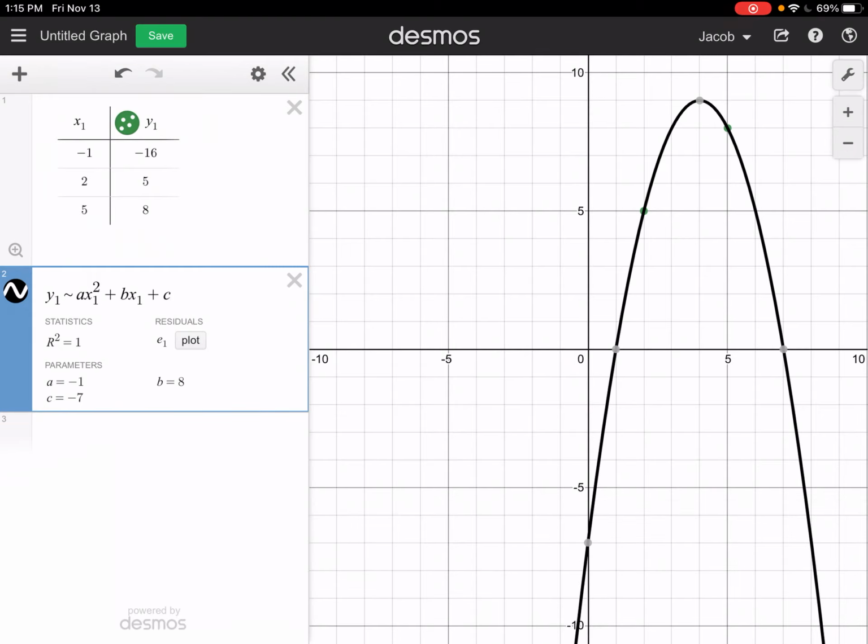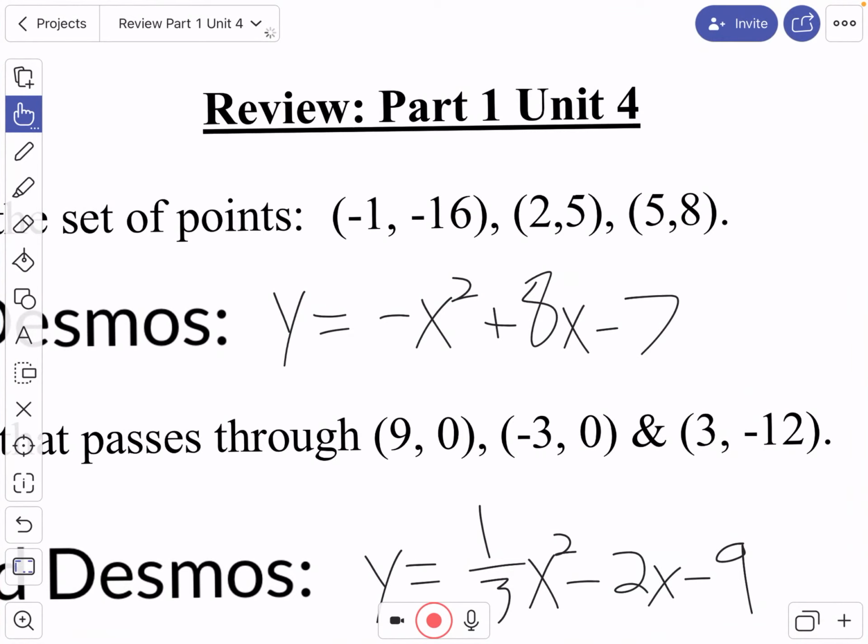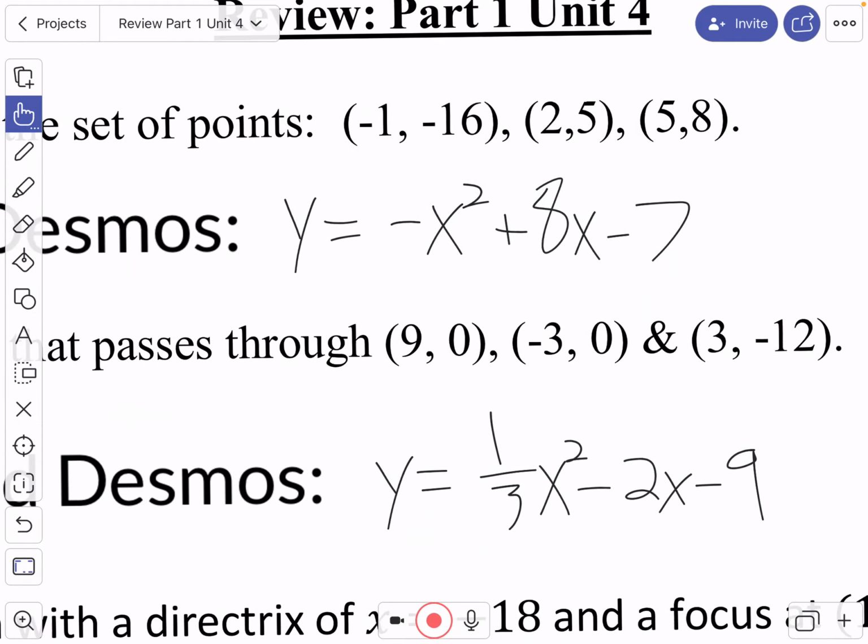And so you get a is -1, b is 8, and c is -7. And so -1 for a, you could just write -1x squared, or just put -x squared. But yeah, b is 8 and c was -7. So this is how I got my equation. So if you follow those same steps, you'll get the answer I got for number 2.